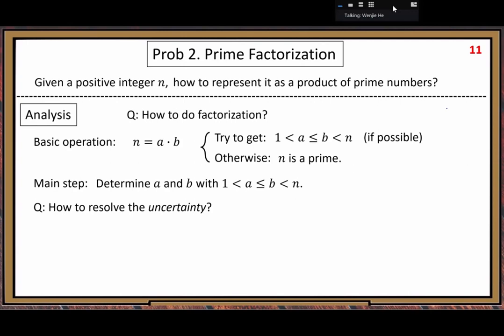So that's something I want to talk about in problem solving. In general, when we solve a problem, for the given data, there is a lot of uncertainty there. We need to deal with a lot of uncertainty.